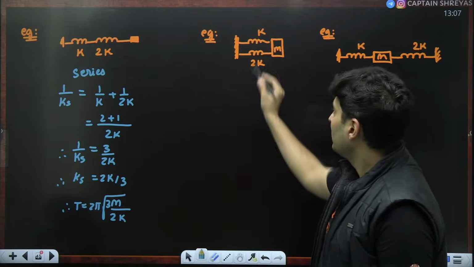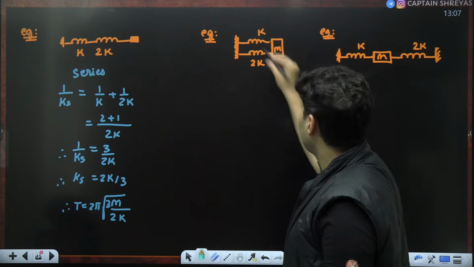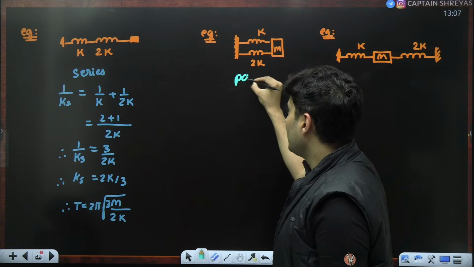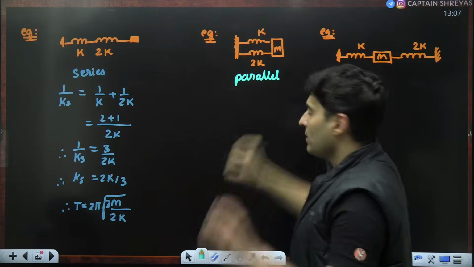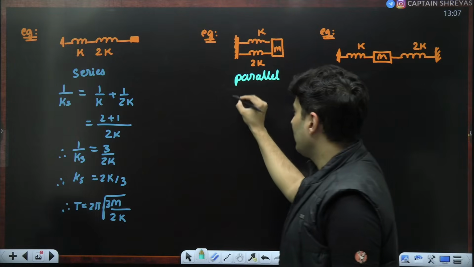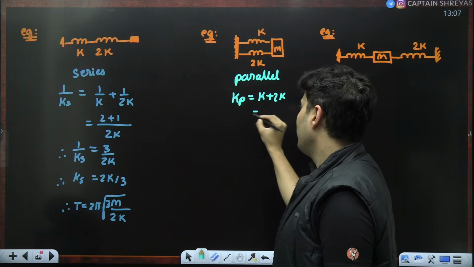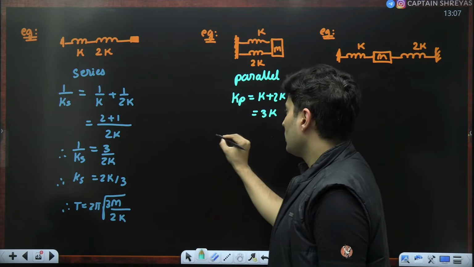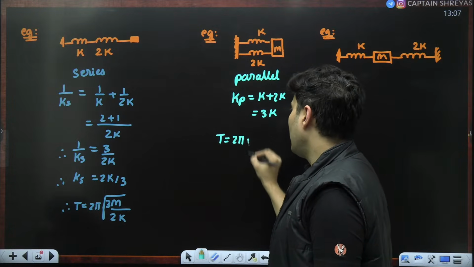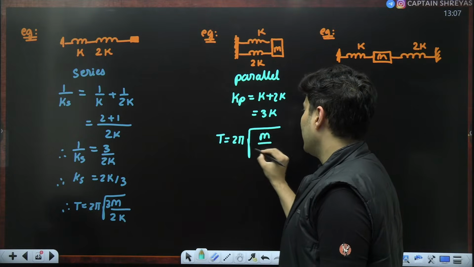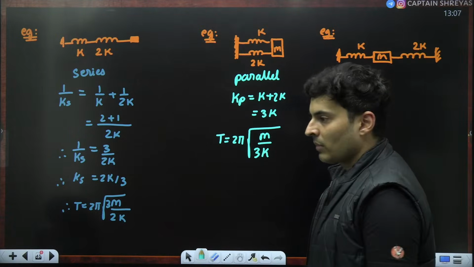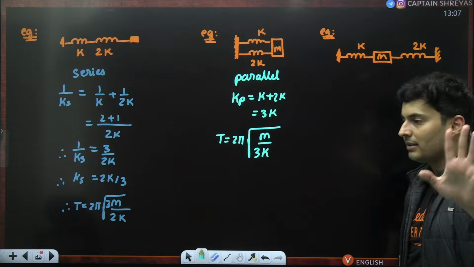Cool? These two springs are definitely in parallel, a sideways arrangement. So they are definitely in parallel combination. In parallel combination, you just have to add them. So K plus 2K will give me just 3K. So time period will be 2 pi under root m by effective constant, which is 3K.